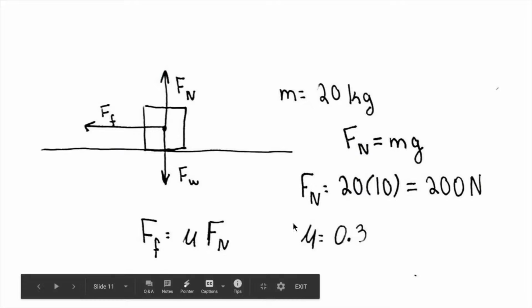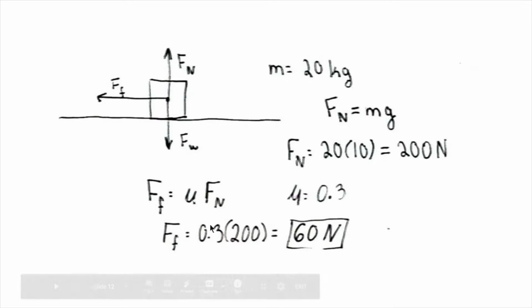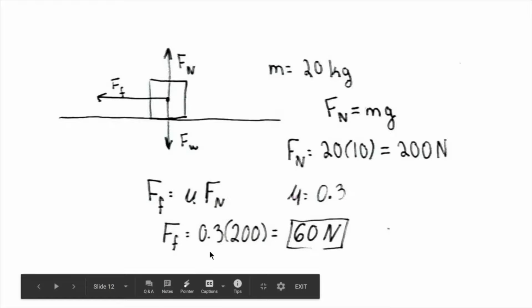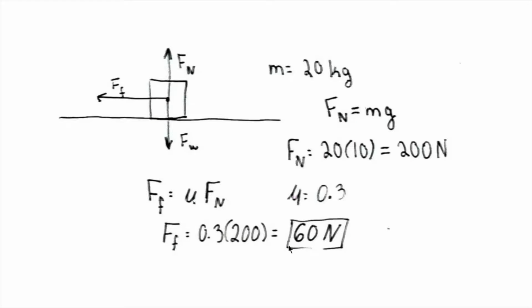And we know that for our sliding friction, it's going to be mu times our normal force. In this case, our mu is 0.3. So if we just plug that in, we get 0.3 times 200, and we get 60 newtons. Easy enough? Alright, we're going to go ahead and move on to our next example.